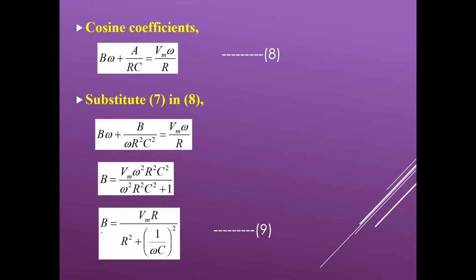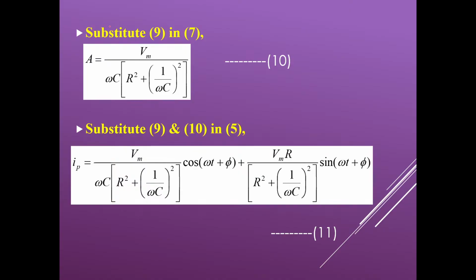So this is B. Now you can substitute B in either equation 7 or 8 and you can get the A value. See here, I have substituted 9 in 7, so I have got A is equal to Vm by omega C into R square plus (1 by omega C) square. Consider it as equation 10.